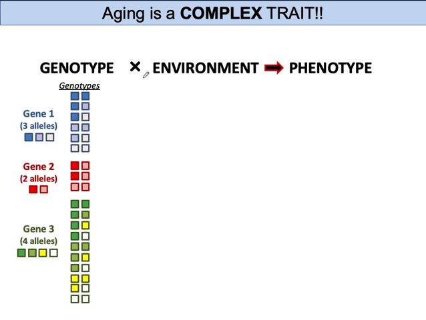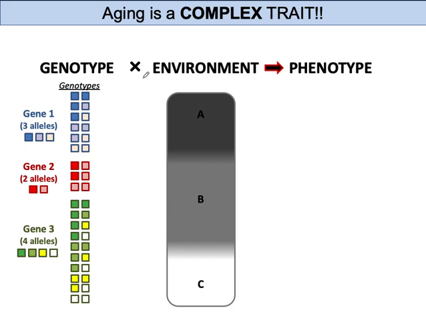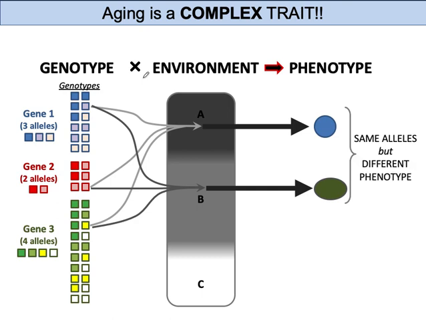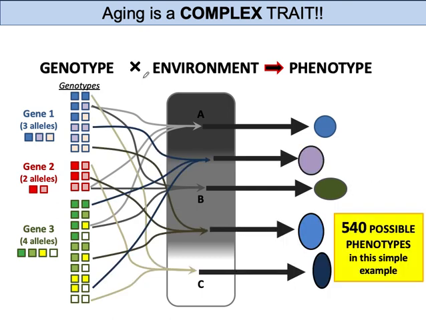And when combining these different genotypes with different environments, we have the ability to produce numerous different phenotypes, even though the underlying alleles are shared, even though the underlying alleles are very similar. Right? So we've only got 9 different alleles, right? 3 plus 2 is 5, plus 4 is 9. 9 different alleles in this hypothetical example could lead to 540 possible phenotypes.